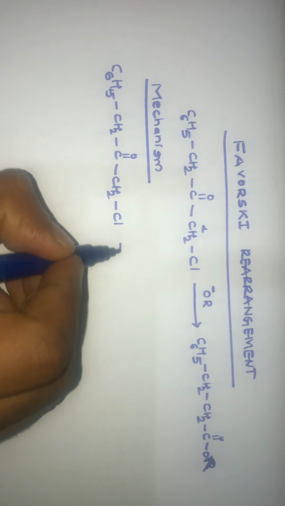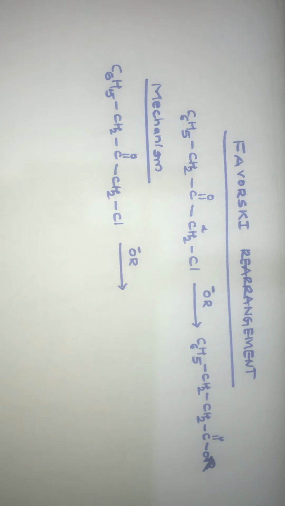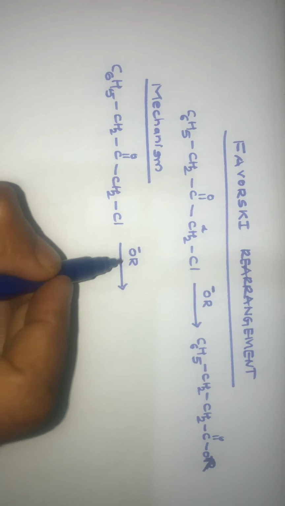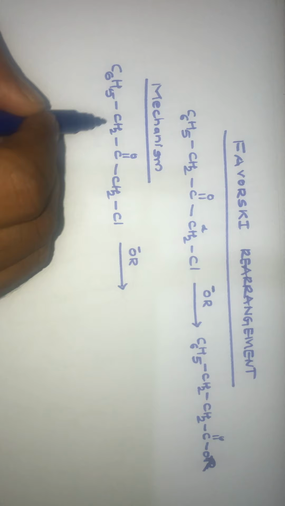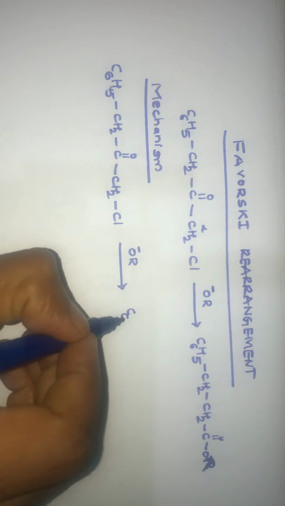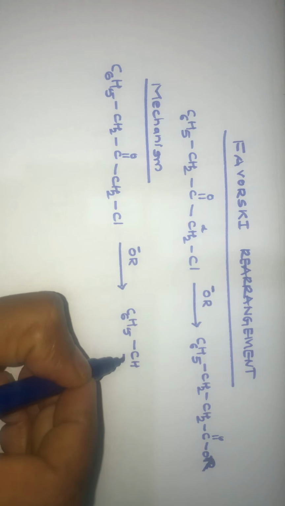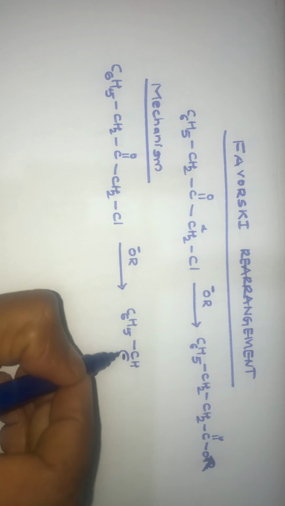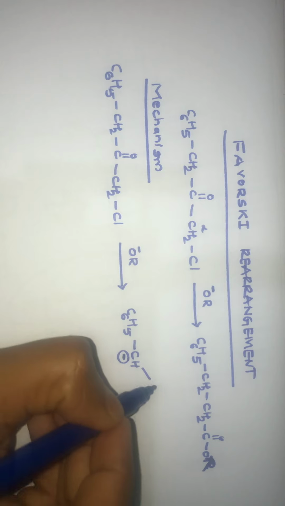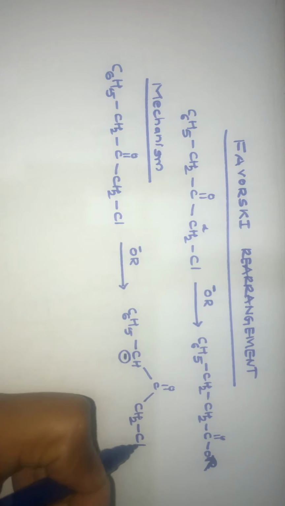in presence of an alkoxide ion, you know that alkoxide ions are strong bases. So this alkoxide ion abstracts this proton. It removes this proton, resulting in the formation of this compound C6H5 CH minus charge. I've just written it as CH minus charge. You have C double bond O CH2Cl.